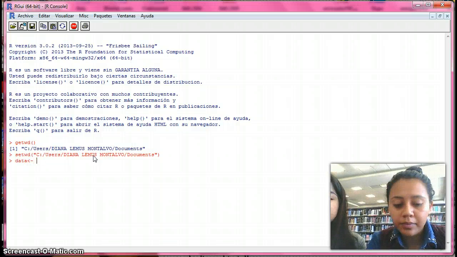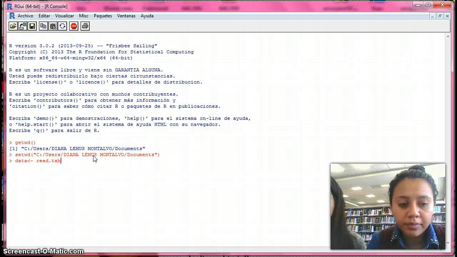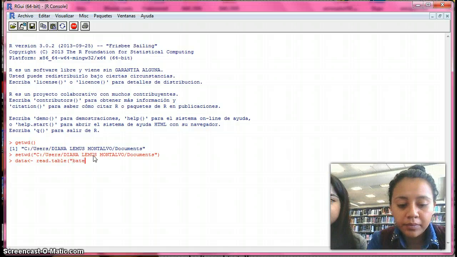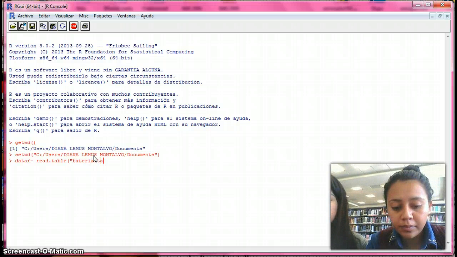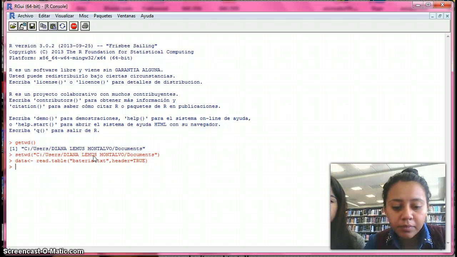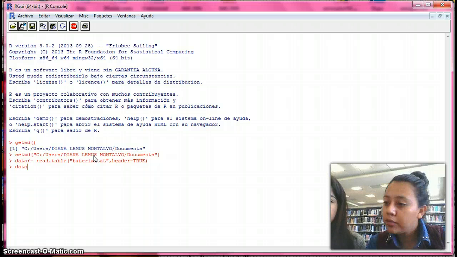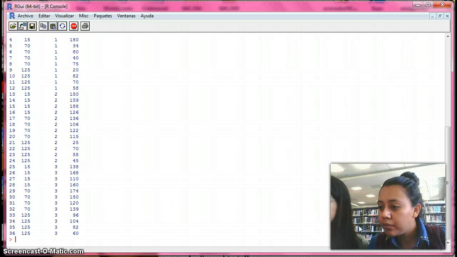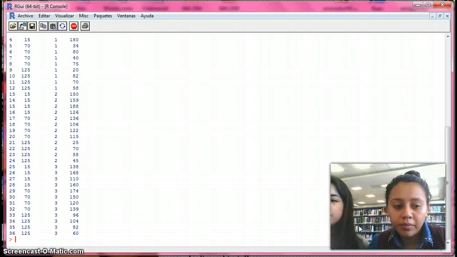We are naming the table data so that we know that data is containing all the information that we are going to use. We use the header and put it as true because in our table we have headlines that are temperature, material, and sample. Now that we have the information in our table, we need to establish the model so we can do the ANOVA table.